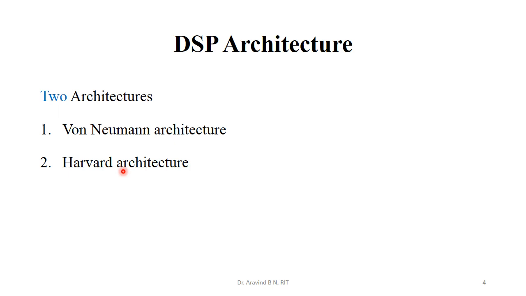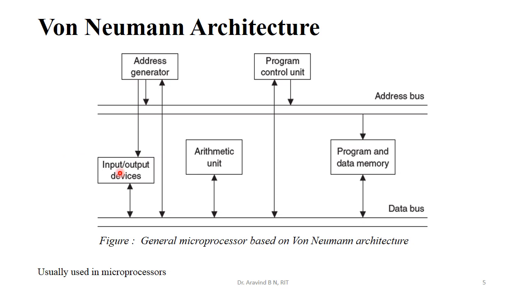Von Neumann is commonly used in microprocessors and a few of the microcontrollers, and Harvard architecture is most common in digital signal processors as well as a few of the microcontrollers. Let us go through the general architecture of the von Neumann.